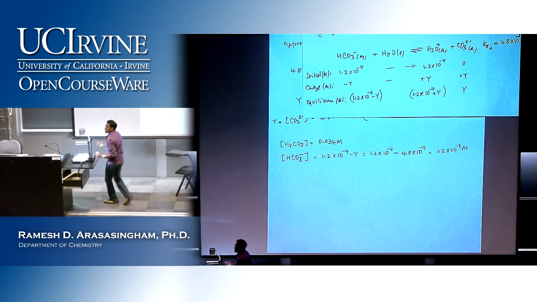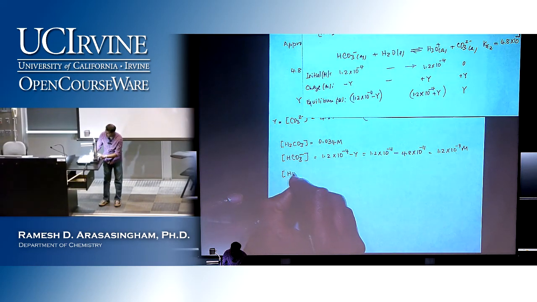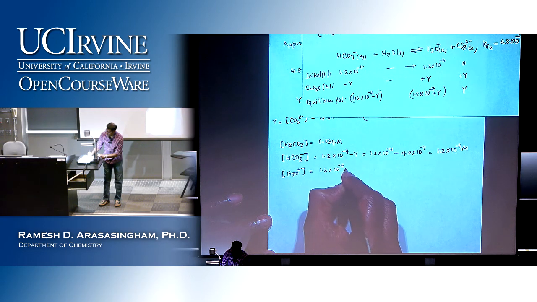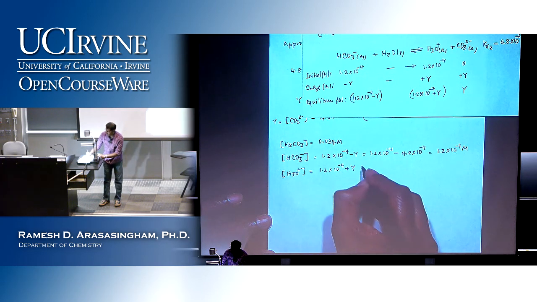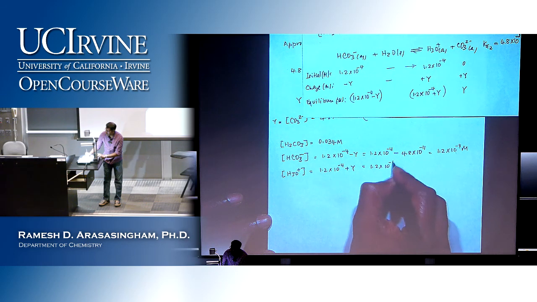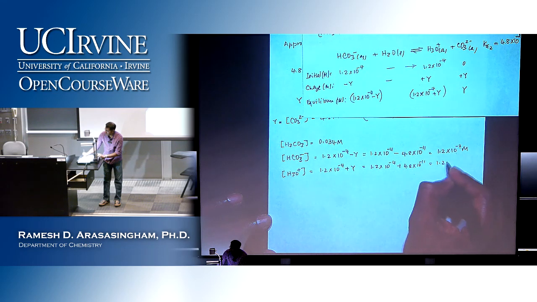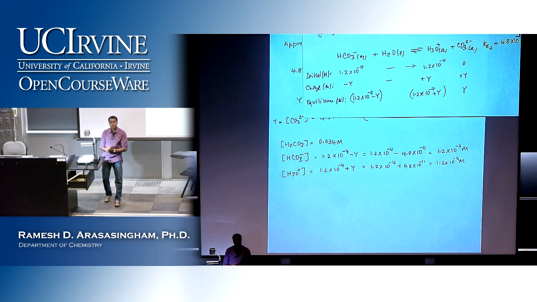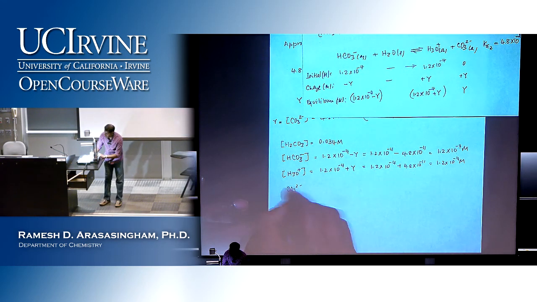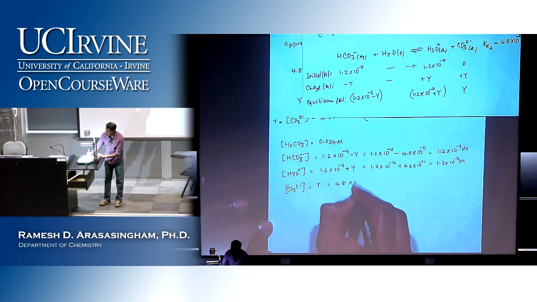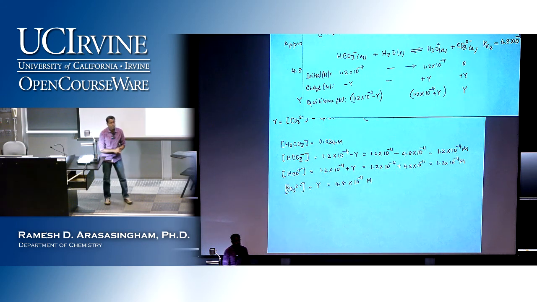Okay? And then the hydronium ion concentration is 1.2 times 10 to the negative 4 plus Y, which is 1.2 times 10 to the negative 4 plus 4.8 times 10 to the negative 11, which once again is 1.2 times 10 to the negative 4 molar. And then lastly, we look at the carbonate ion concentration, and we know that the carbonate ion concentration equals the concentration of Y, which is 4.8 times 10 to the negative 11 molar.